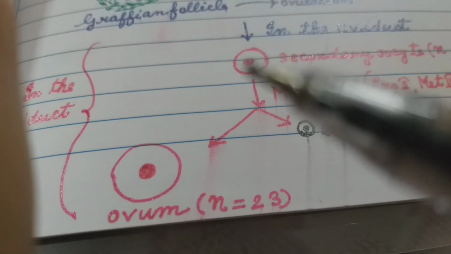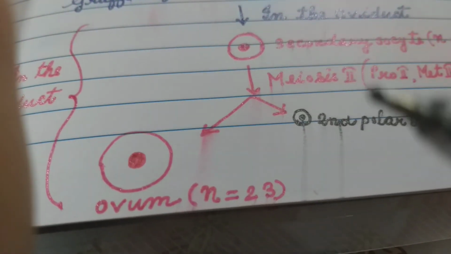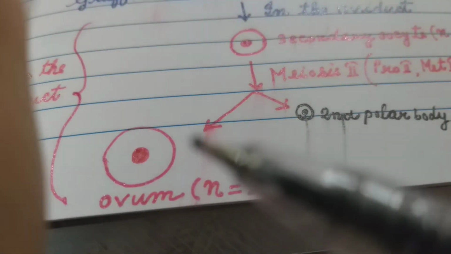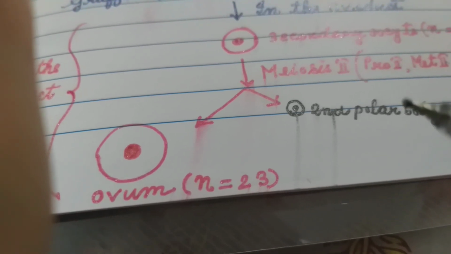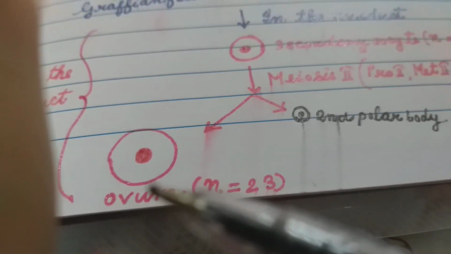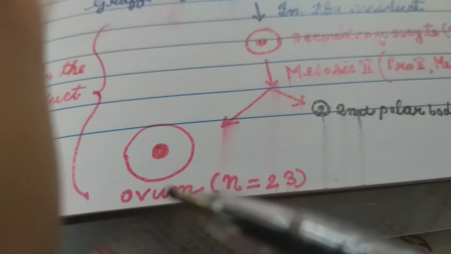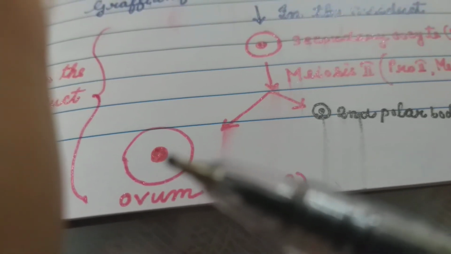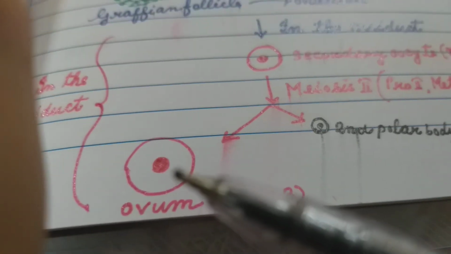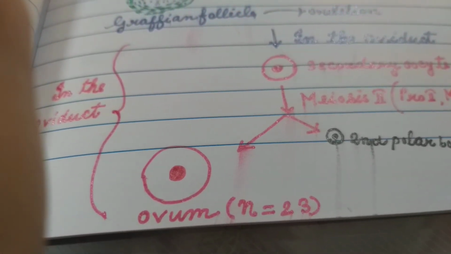Only when the sperm penetrates the secondary oocyte, it completes second meiosis and forms the ovum and the second polar body. And the fertilization process will be complete. The zygote will be completely formed when the nucleus of the ovum and nucleus of the sperm fuse to form a diploid nucleus.